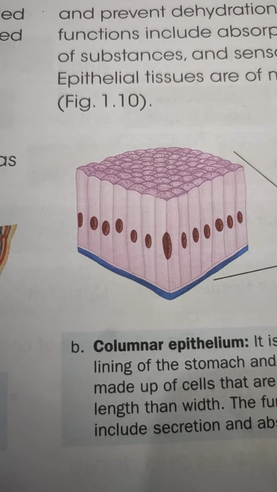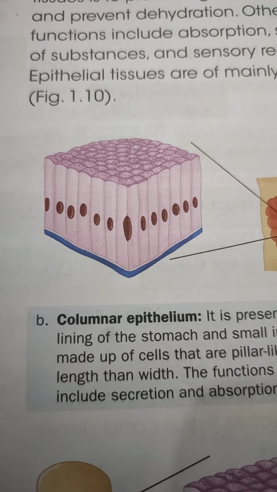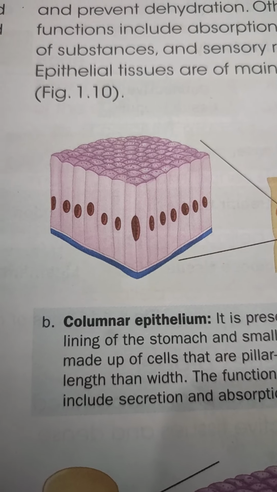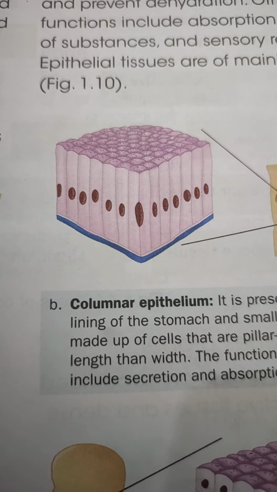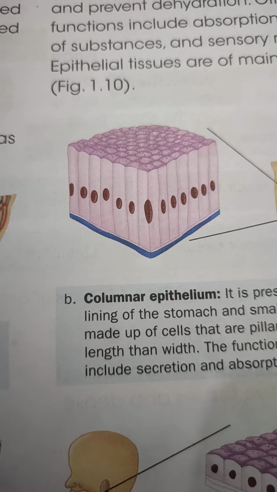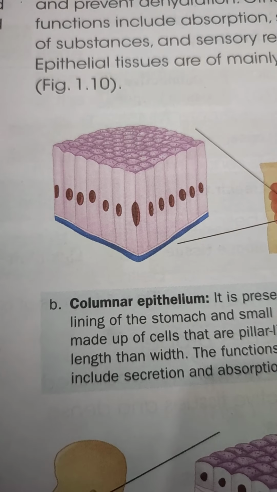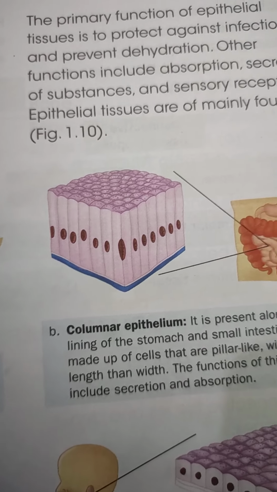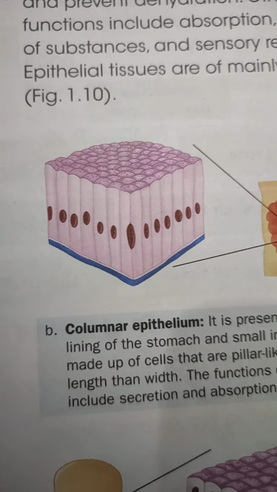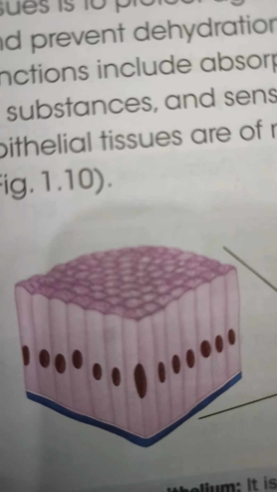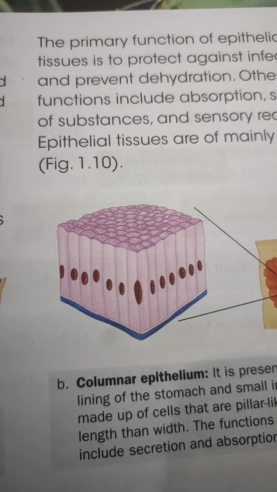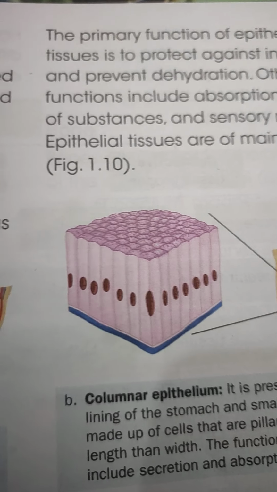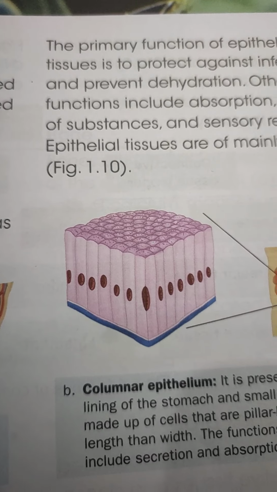Their length is more than the width. They look like pillars because their length is more, and the nucleus is centrally located. And if we see from the surface view, the upper one, it looks like polygonal shapes. So actually they are columnar, elongated cells with a centrally located nucleus.